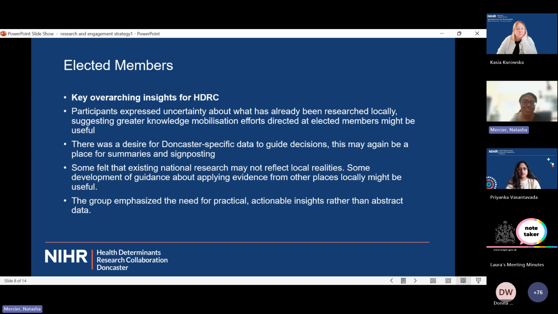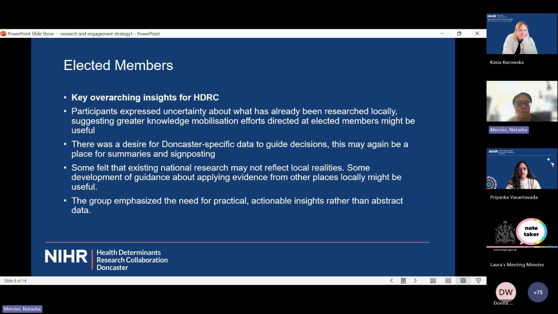So I took this next slide directly from a write-up that my colleague did of the session with the elected members. I almost feel like she's been quite diplomatic. It was definitely an interesting session. So as is stated here, participants amongst our elected members expressed uncertainty around what had already been researched locally, suggesting greater knowledge mobilisation efforts directed at elected members might be useful.